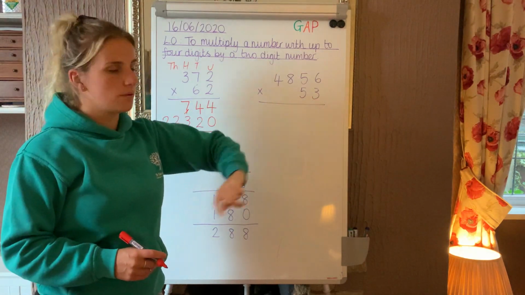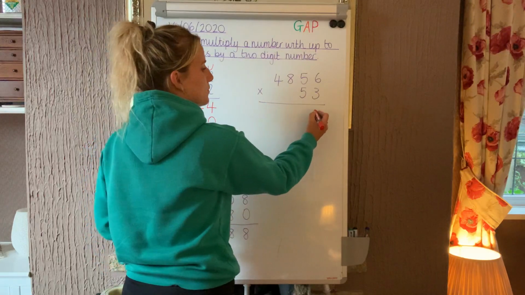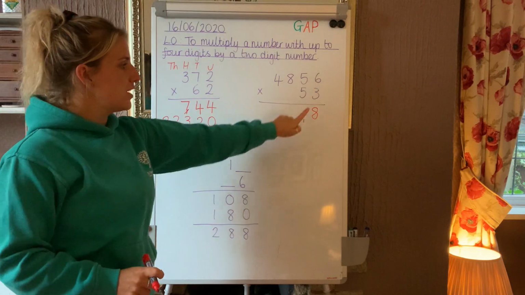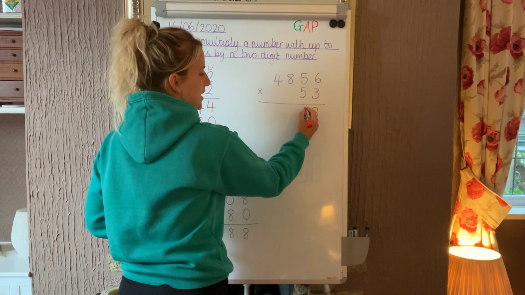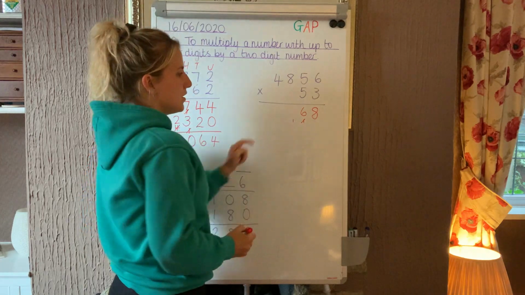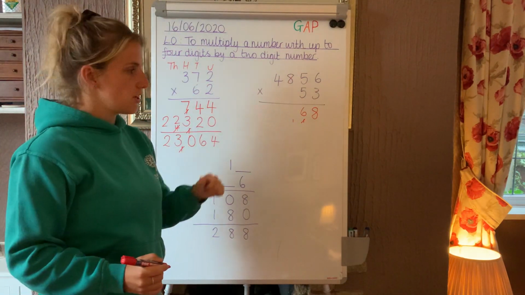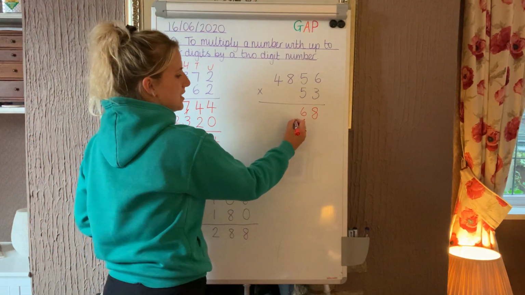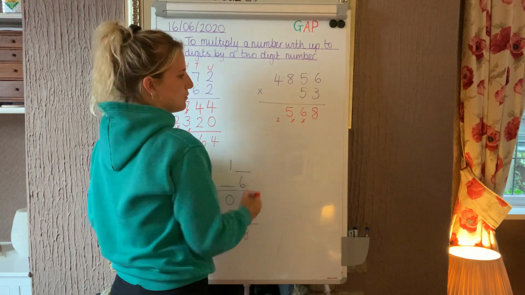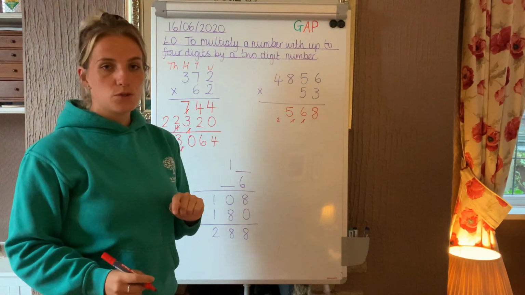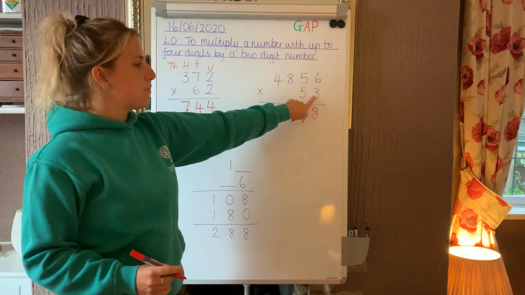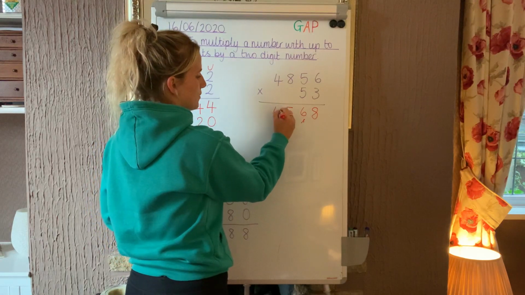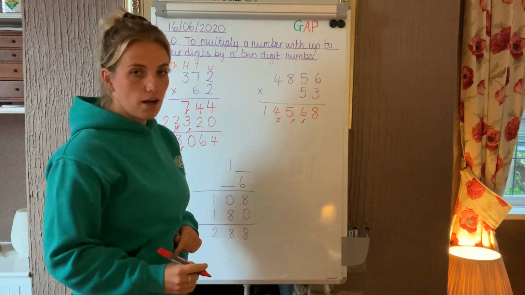Let's start with our units column, and we've got 3 multiplied by 6, which gives us 18. So I've got my 8 and I'm carrying over my 1 to my tens column. Then 3 times 5 is 15 plus my 1 there. 3 multiplied by 800, so 8, 16, 24, so it must be 2,400 plus this, so I have got 2,500. 3 multiplied by 4,000 is 12,000, plus my 2,000 is 14,000, okay? So hopefully you got that.